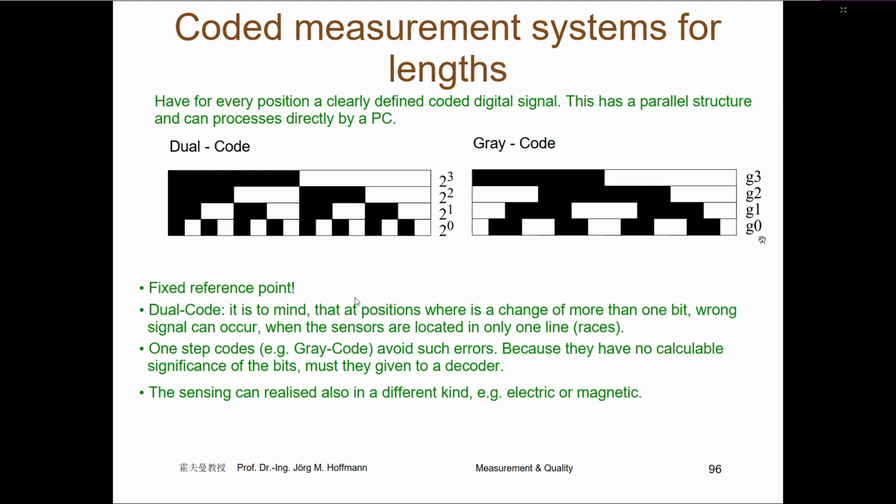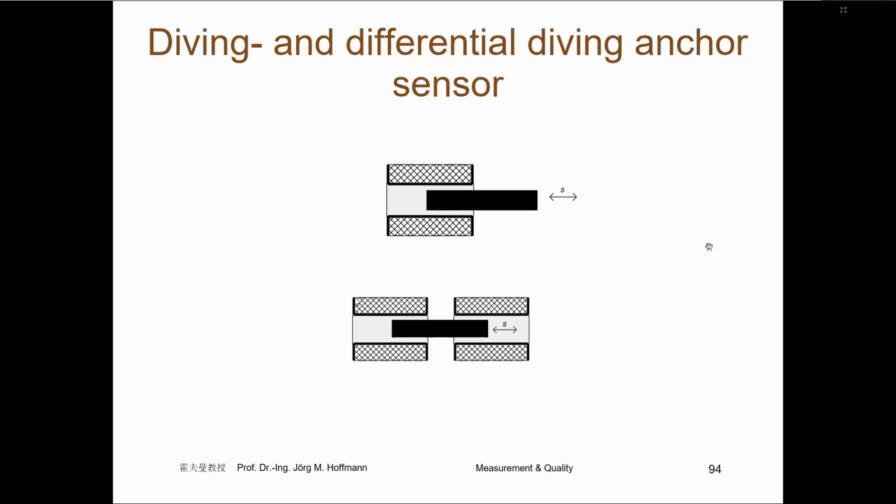But on the other hand, you have many systems which are coded and work analog. Let me show it here. Our diving sensor is a coded sensor, because when it has one position, you can switch the machine off and again on, and you have exactly the same position. That means this is also an analog coded sensor.